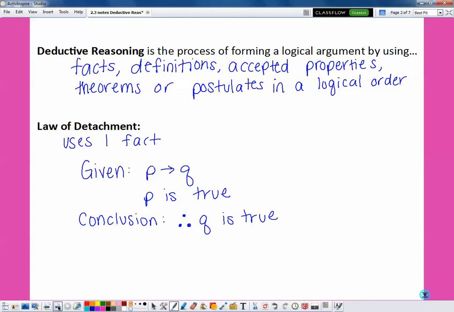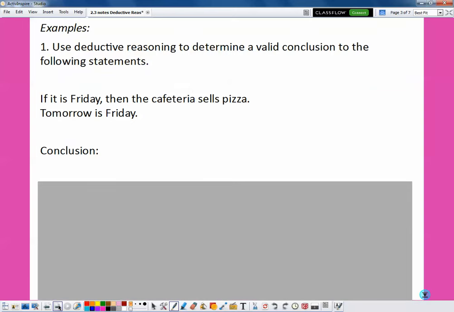So let's look at an example. Use deductive reasoning to determine a valid conclusion to the following statements. If it is Friday, then the cafeteria sells pizza. And we know that tomorrow is Friday. We can make the conclusion that therefore, since the hypothesis we were told is true, the cafeteria will sell pizza.